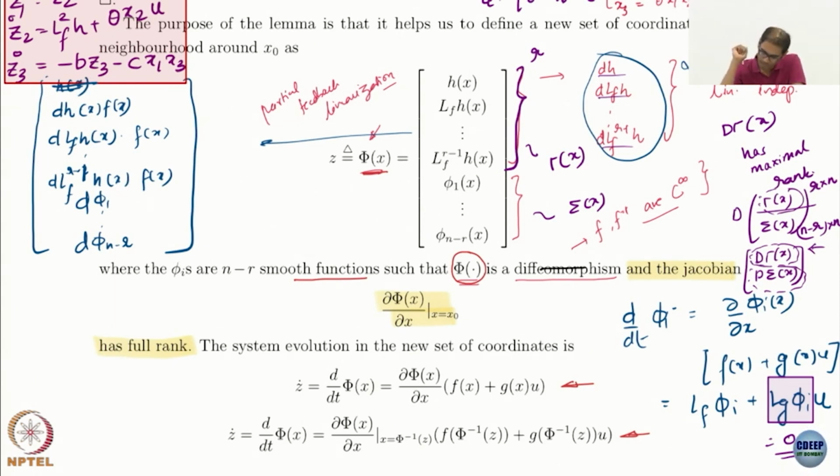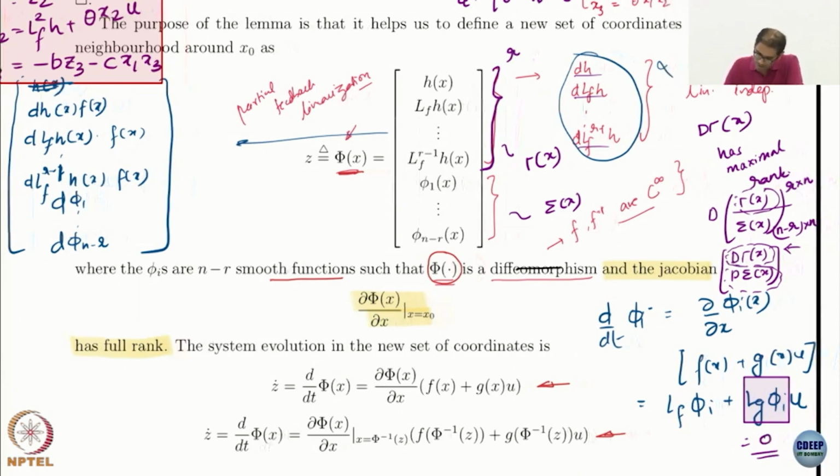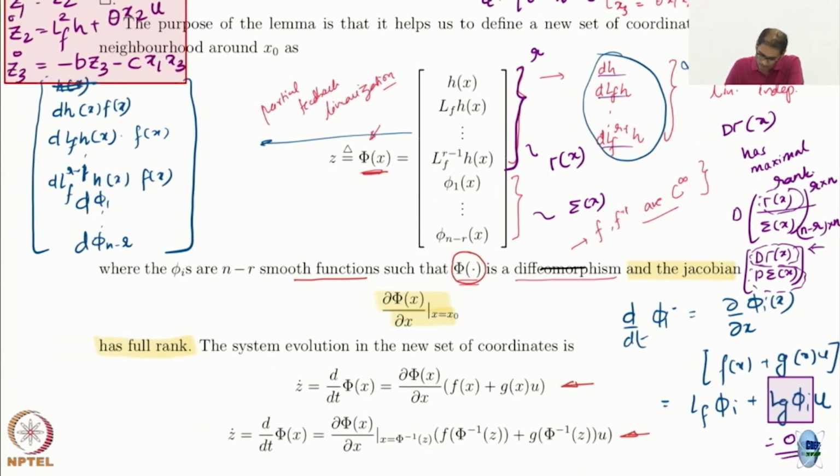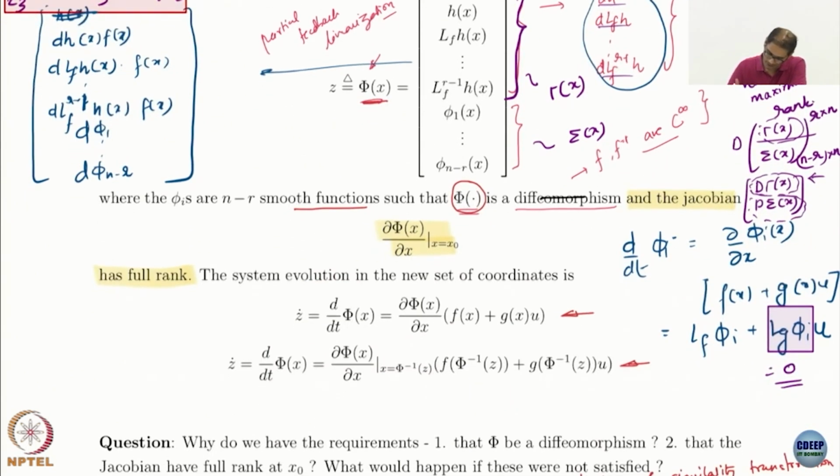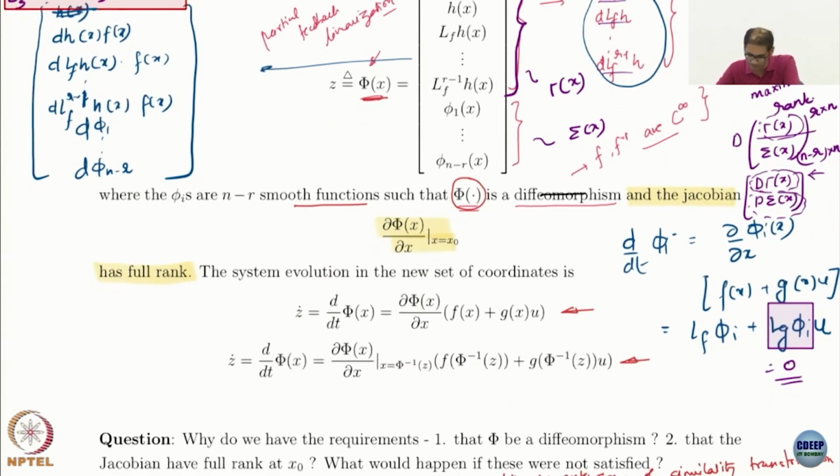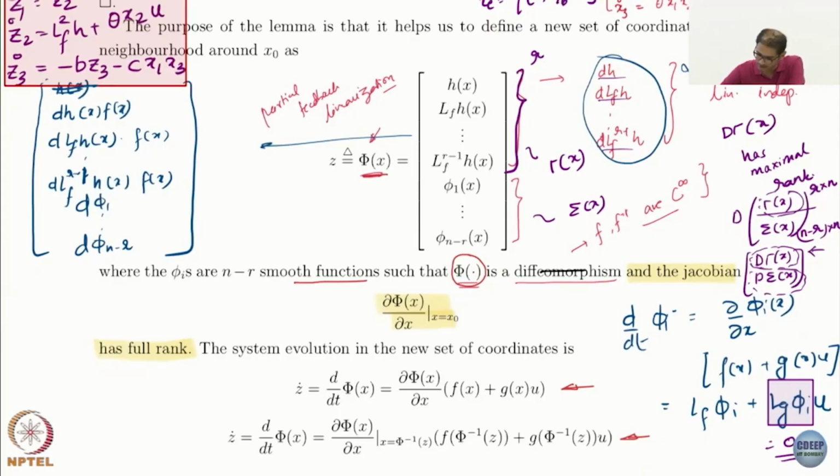Anyway, that's fine. We don't actually need it, but we'll talk about that later. The system evolution in the new set of coordinates is this guy, which is basically going to look like this. It has some nice structure. We look at the rest of that piece slightly later.